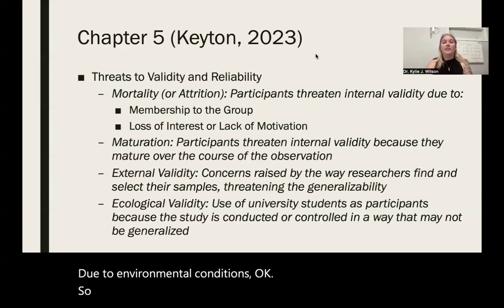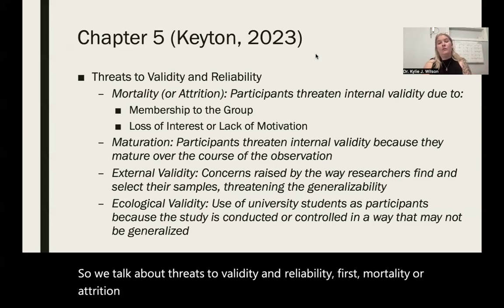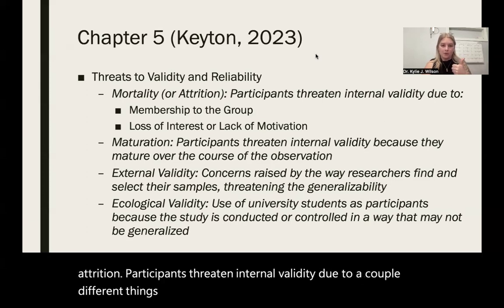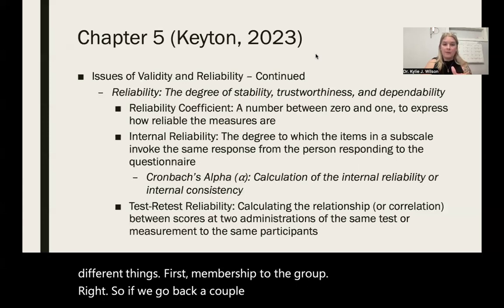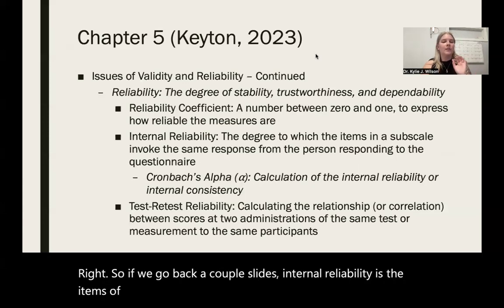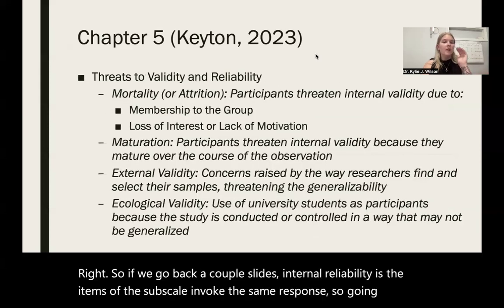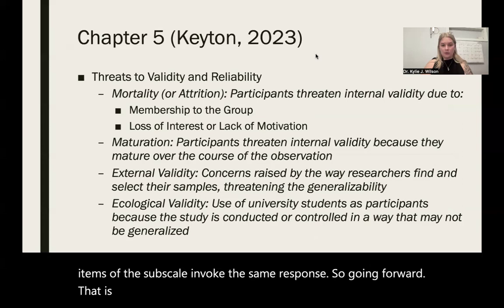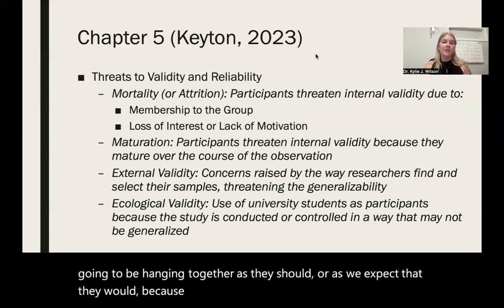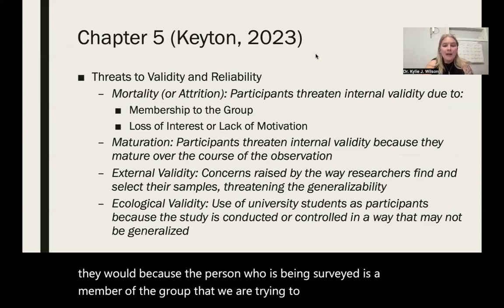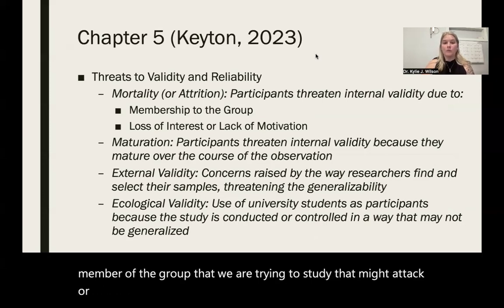So we talk about threats to validity and reliability. First, mortality or attrition. Participants threaten internal validity due to a couple different things. First, membership to the group, right? So if we go back a couple slides, internal reliability is the items of the subscale invoke the same response. So going forward, that is threatened by membership to the group. So items are not going to be hanging together as they should or as we expect that they would, because the person who is being surveyed is a member of the group that we are trying to study. That might attack or threaten our internal validity.